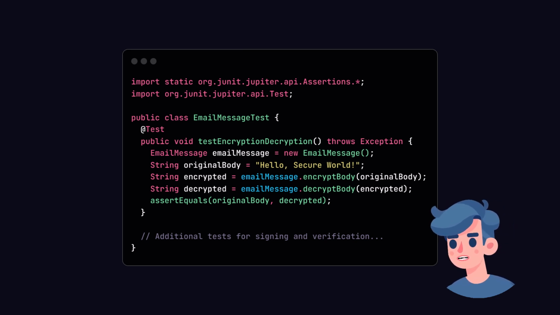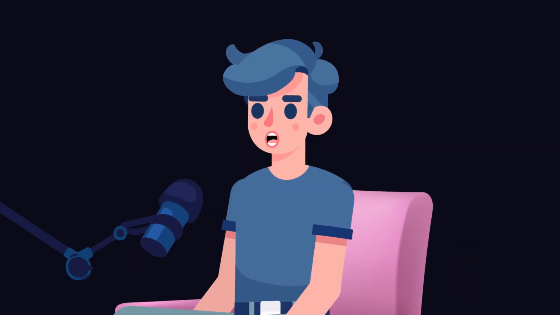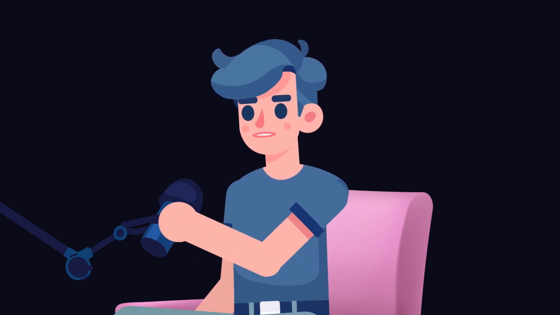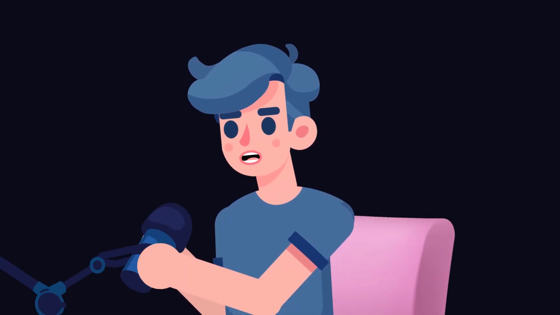It's important to have a solid testing strategy for such security features. We can use JUnit for unit testing our email functionalities. As we conclude this video, remember that building a secure email system needs ongoing attention to new vulnerabilities and threats. As developers, it's our responsibility to ensure that our applications remain safe.